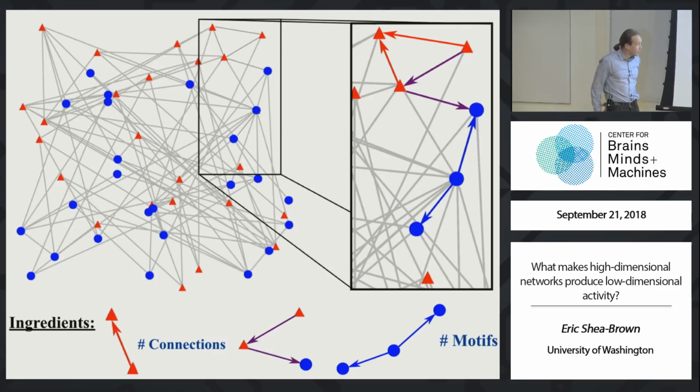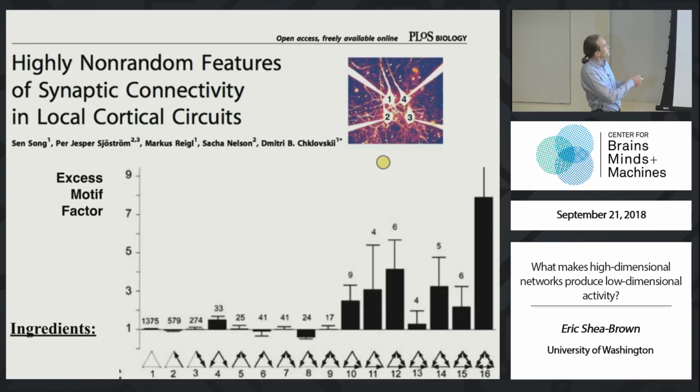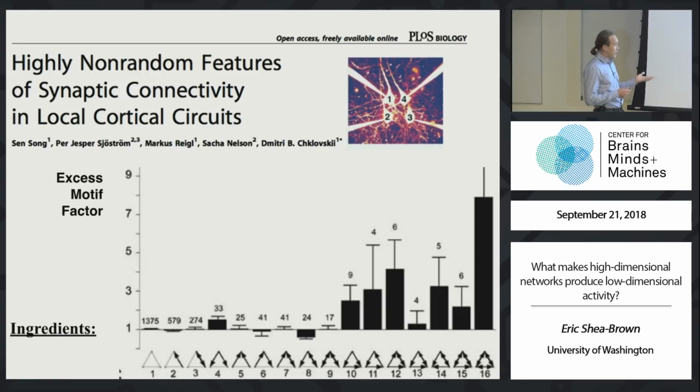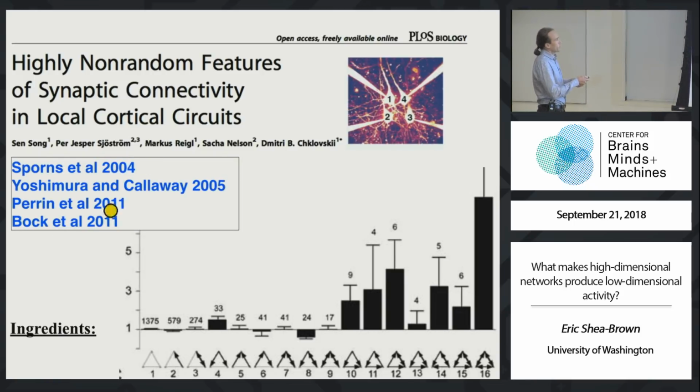If these look familiar, that's not an accident. Turns out that in this famous paper from 2005, exactly this type of network motifs were quantified in cortex using multi-cell patch clamp, found to be present at levels not expected by chance. And this type of work was followed up by a host of other studies across scales and species.